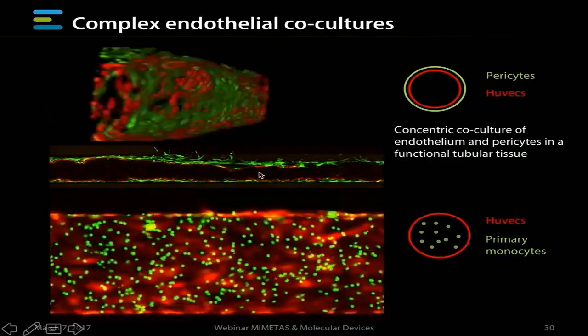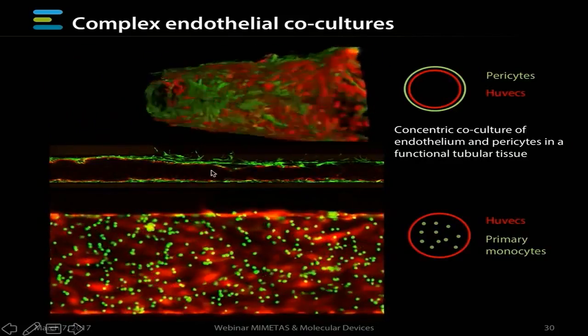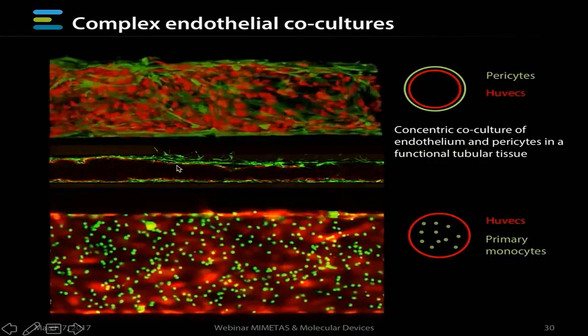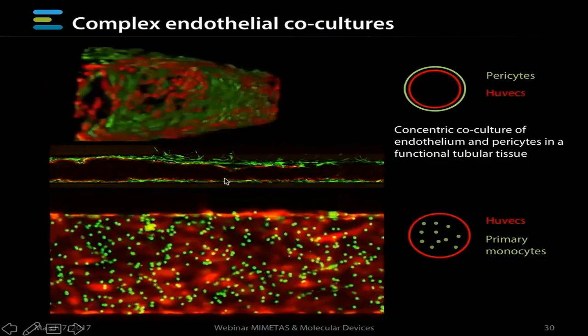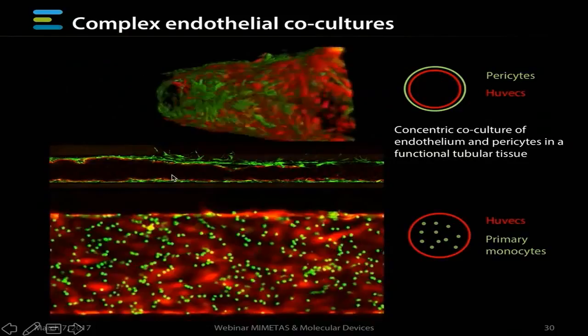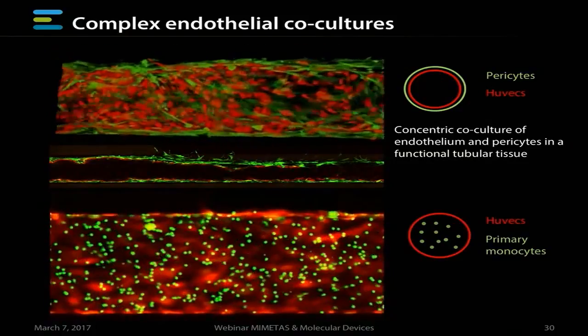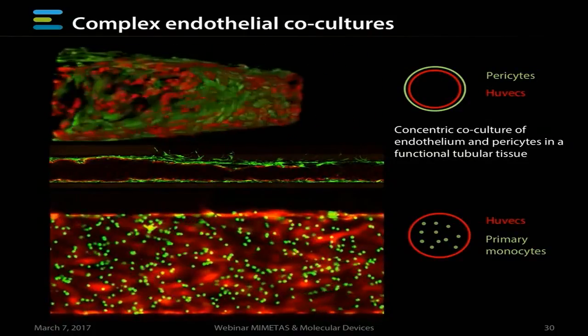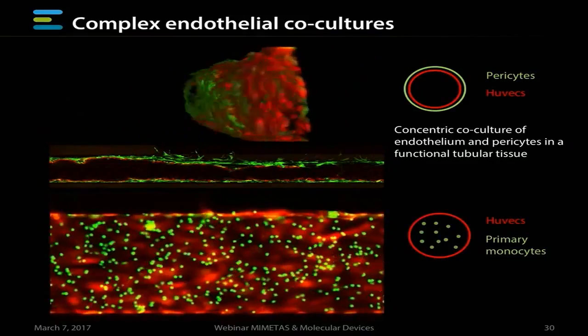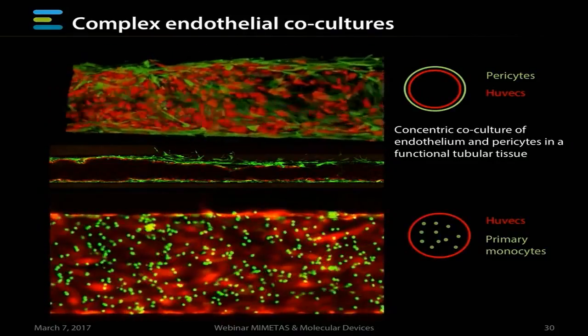Here in the cross section you see in green the parasites and the endothelial cells in red right here in the center of the green tubule. This is the exact setup of a normal blood vessel, which allows studies towards the interaction between the parasites and the endothelial cells.